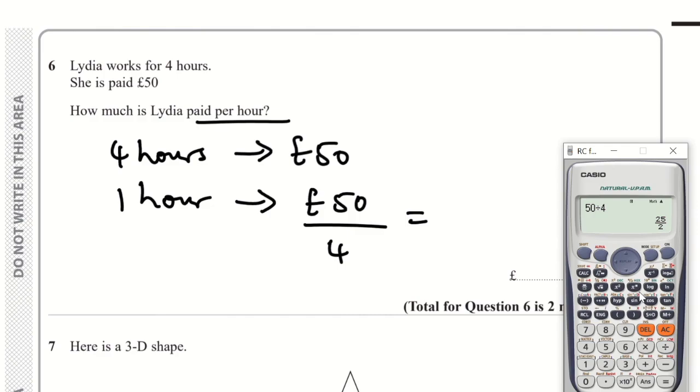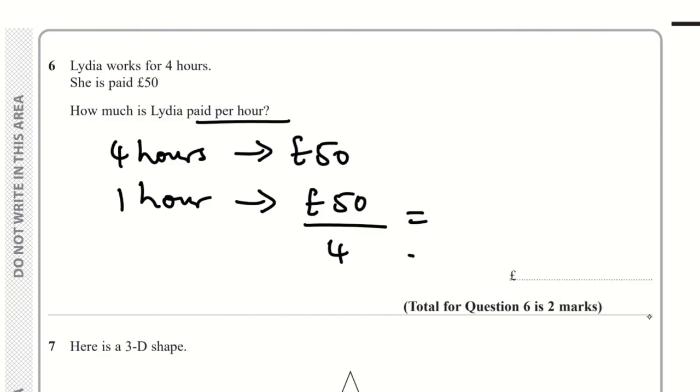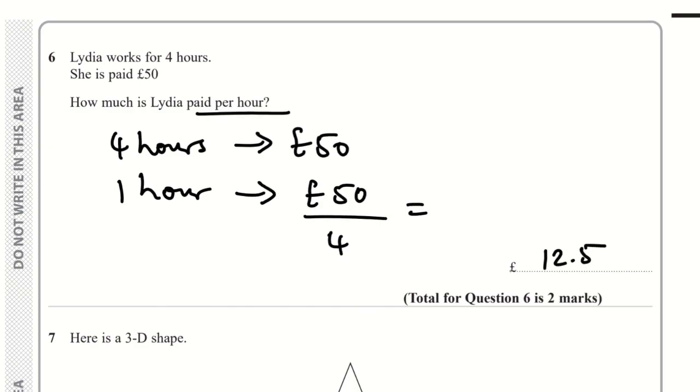If you convert that to a decimal, you have 12.5. So she's paid 12.5 pounds per hour. Yeah, that's how that works.